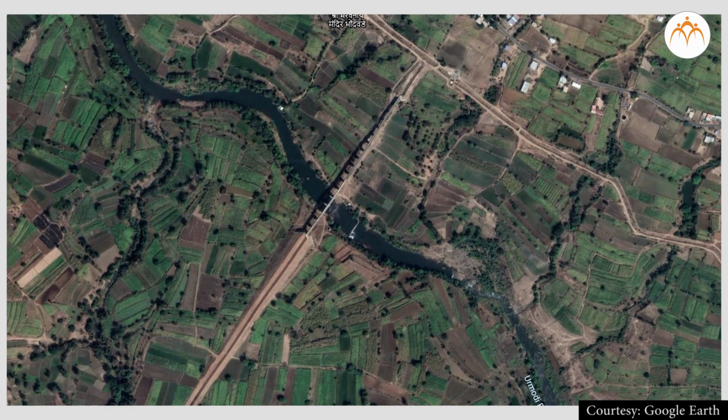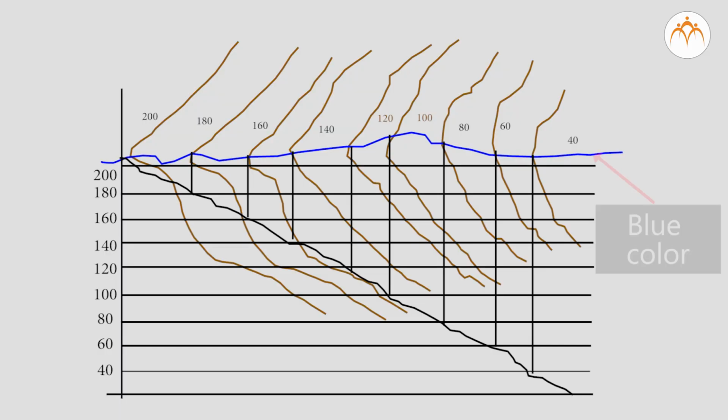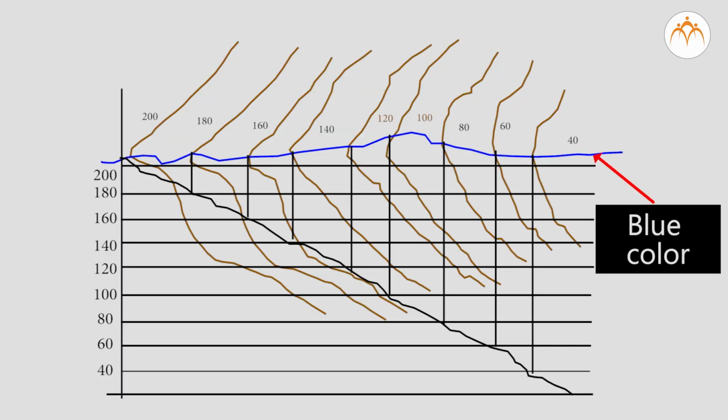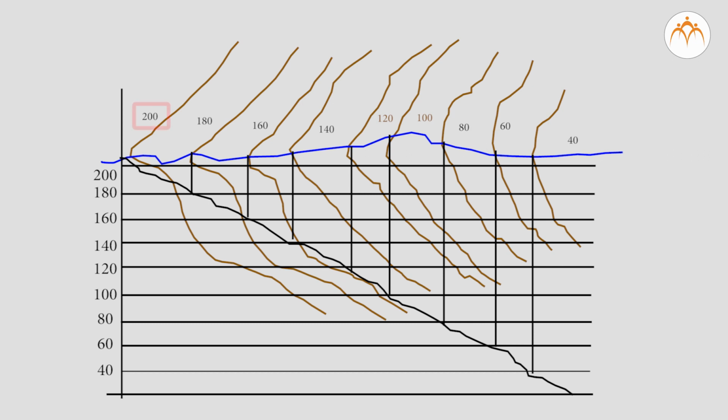The flow of a small river is shown by blue color. If you observe, you will notice that on the left side the flow is at 200 meters high and it goes on decreasing till it reaches 40 meters. Now draw a diagram by joining the contour lines as per the height given and identify the landform.